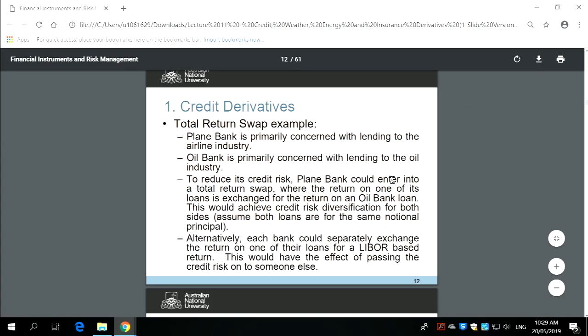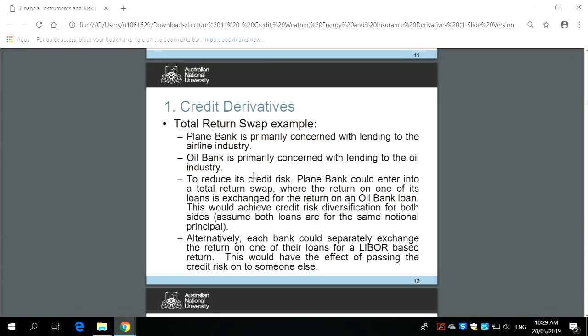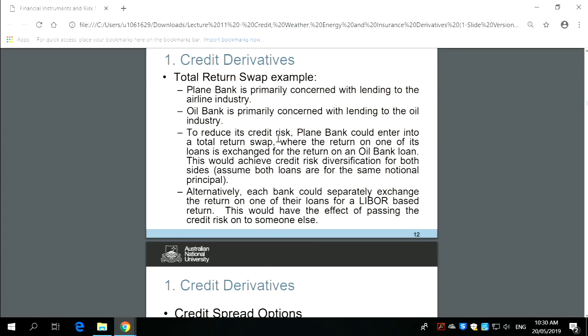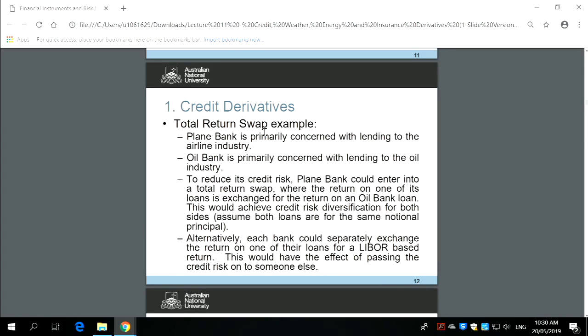Do you need to know how to value this sort of swap? No, you don't need to know how to value this sort of swap. Do you know how to draw the diagram to design a total return swap? No, not for this course. All you need to know about this is the mechanics behind the total return swap. You need to be able to illustrate in words how it works. That's pretty much all you need to know about total return swap. Any questions about total return swap?